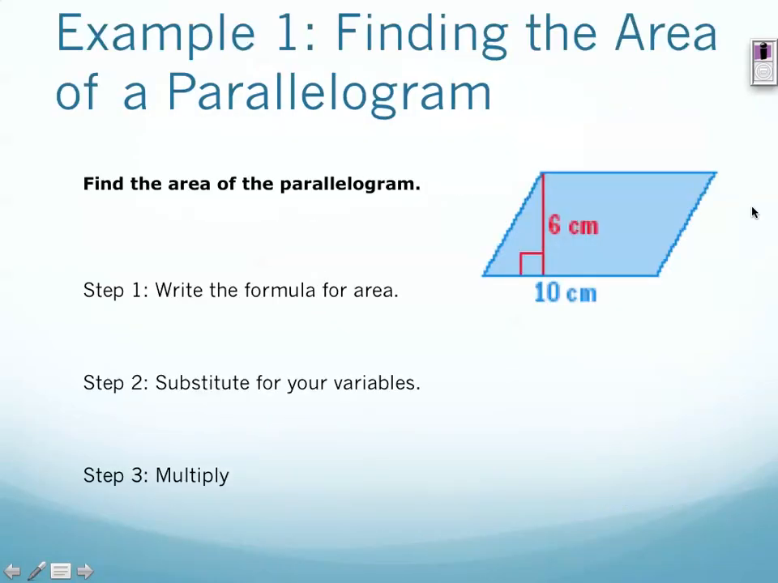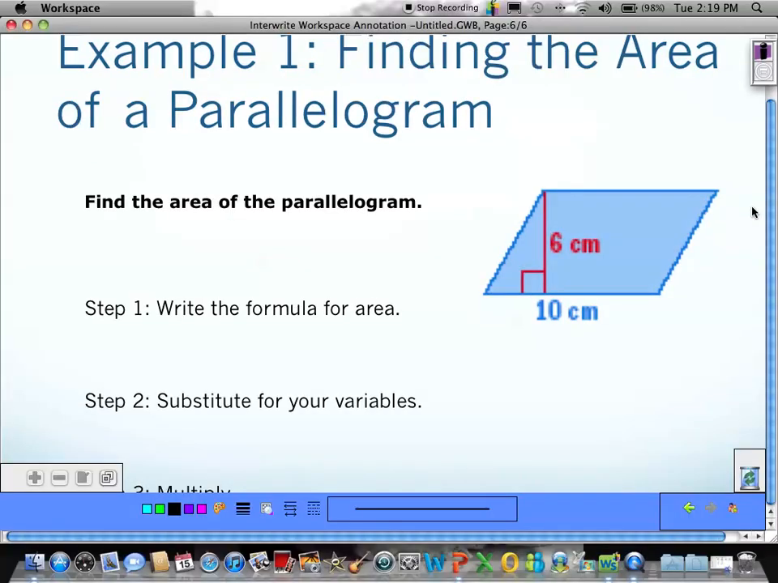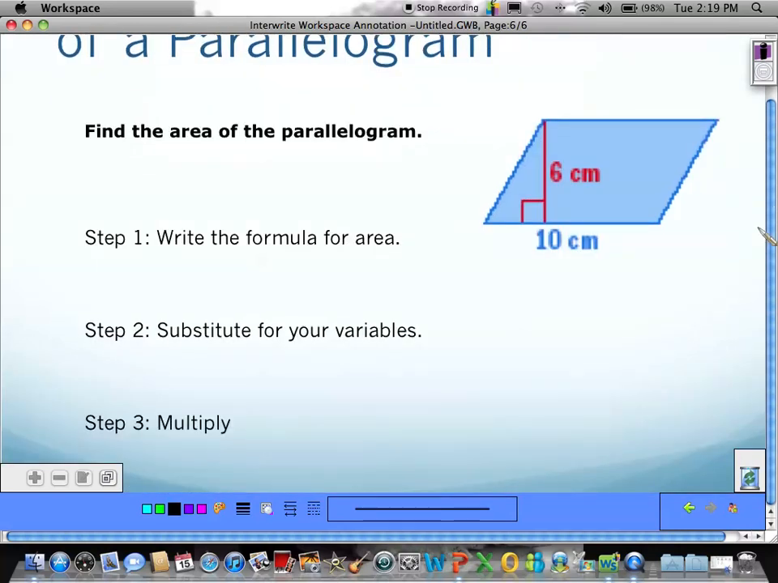All right, example number 1. It says find the area of a parallelogram. And we're going to continue on like we were doing area and circumference of a circle. The very first step you're going to do is write the formula for area. And so remember, the formula for area is A equals base times height.